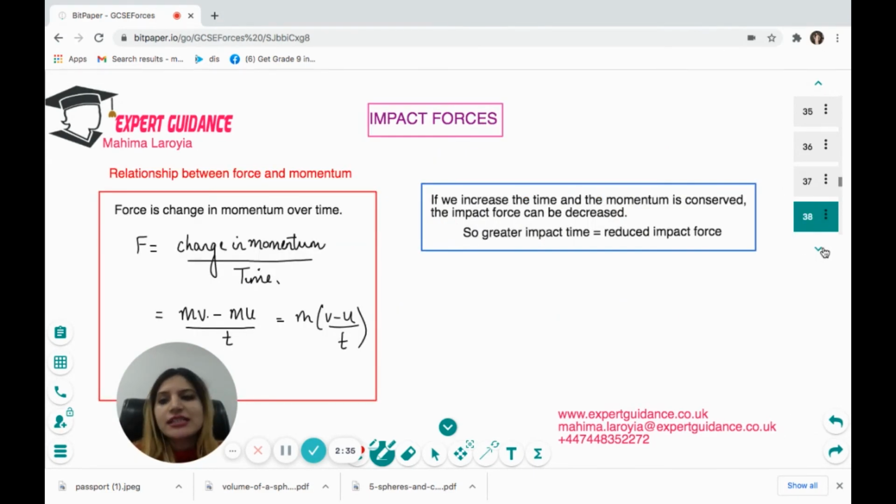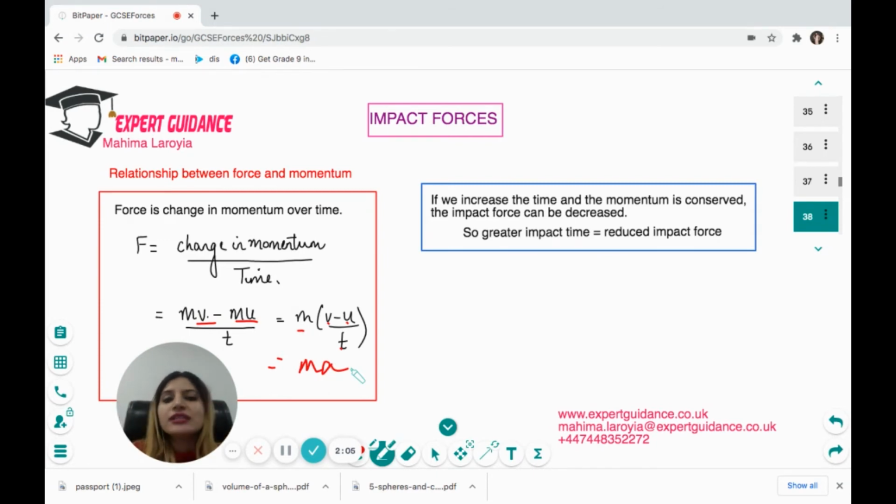Now there's another concept called impact forces. Force is the change in momentum over time. So that is another definition for force. Change in momentum would be mv minus mu, where v is the final velocity and u is the initial velocity, over t. So mass times (v minus u) over t, where (v minus u) over t is acceleration. So that derives force is equal to mass times acceleration.